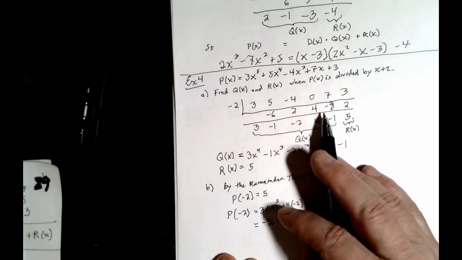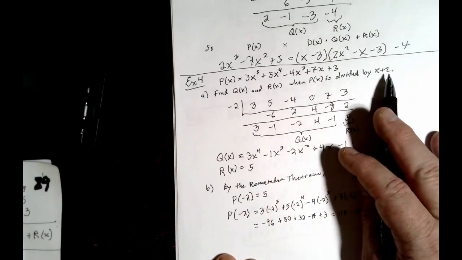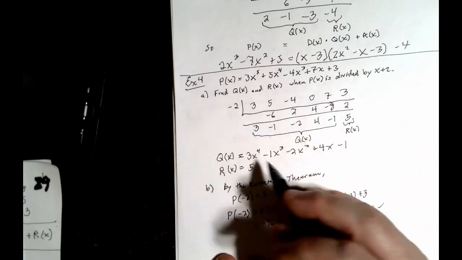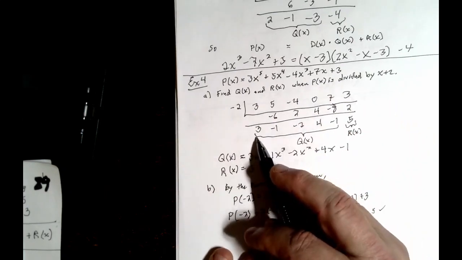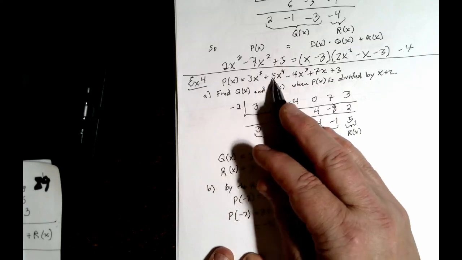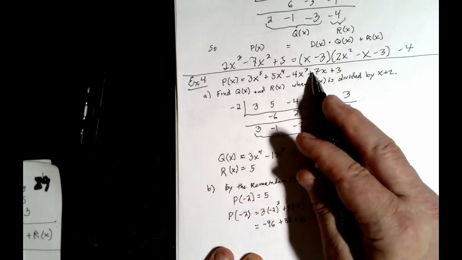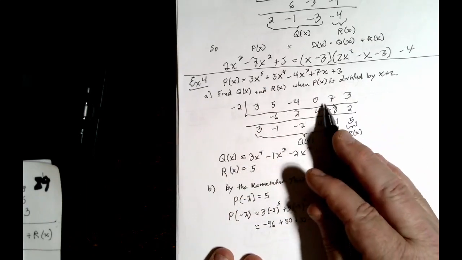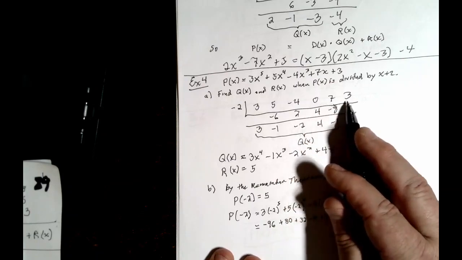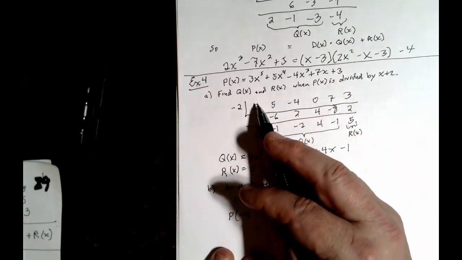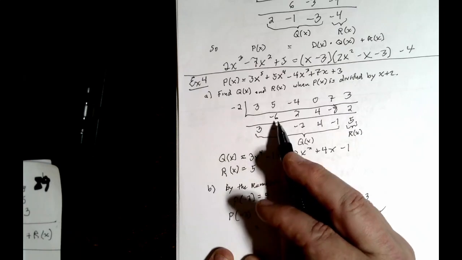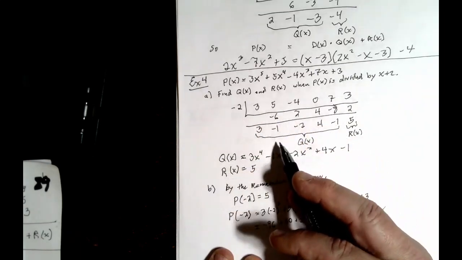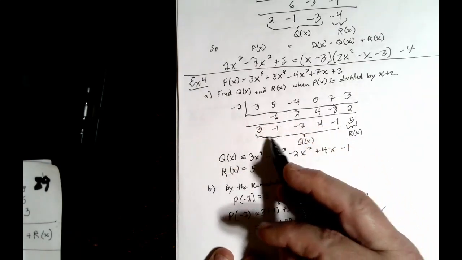Synthetic division. We're dividing by x plus 2. So remember, change the sign to minus 2. Bring down the 3. Well, first off, you got your 3, 5, negative 4. You got 0, 7, and 3. You got to represent x squared there. So you got to put a 0 in its place. So bring down the 3. Multiply. Bring down the minus 1. Or add. You get minus 1.